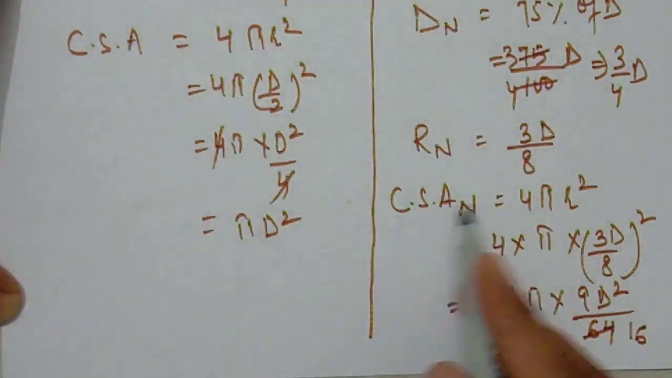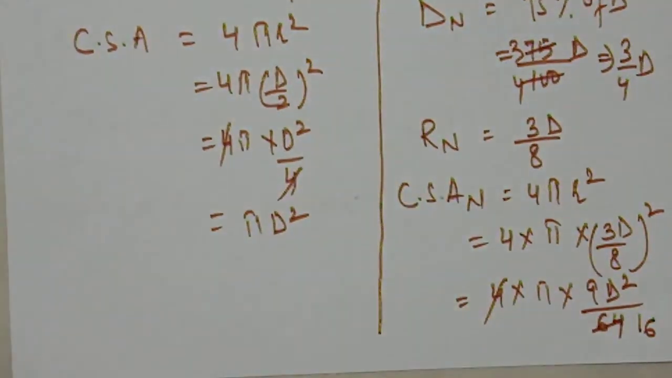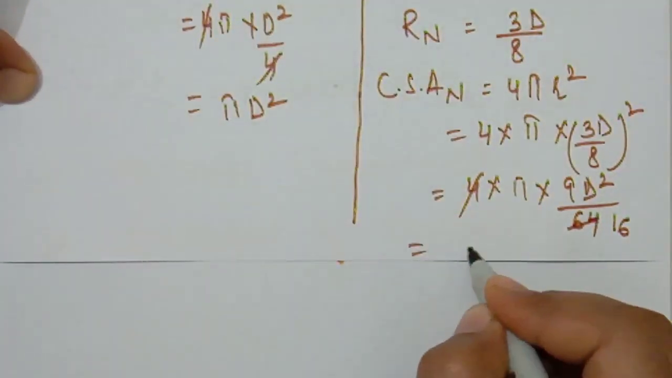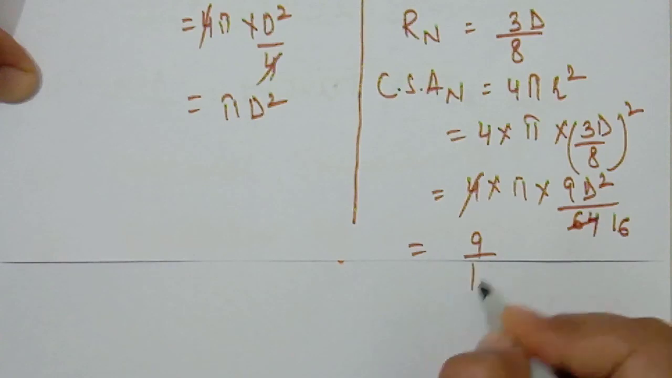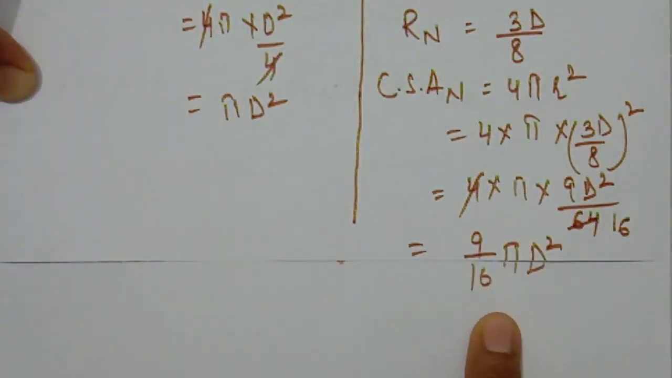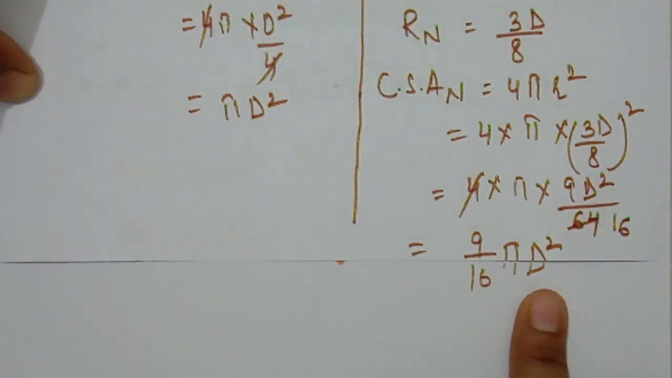So the new surface area is 9 upon 16 pi d square. This is our new surface area. Now we have to find by what percentage its curved surface area decreases. It means curved surface area कितना percentage decrease हो गया.